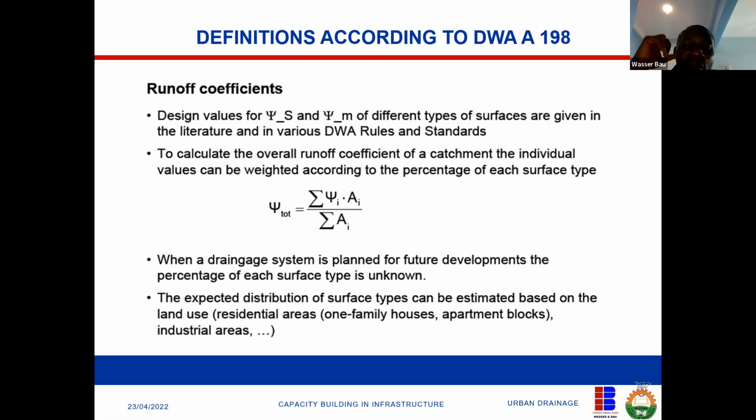So to calculate the overall runoff coefficient of a catchment, the individual values can be weighted according to the percentage of each surface type. When the drainage system is planned for future developments, the percentage of each surface type is unknown. The expected distribution of surface type can be estimated based on land use. Land use has come again: residential area, mainly one family, apartment block, and so on, industrial area. When we are doing development, we don't know which area will be paved and which one will not be paved. But if we understand the land use, it will help us know the degree of paving of each of the areas.